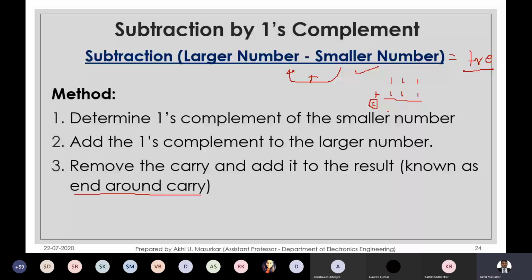So again, I am repeating. Step number 1 is determine one's complement of the smaller number. Add one's complement to the larger number. And if there is a carry, just add it back to the result. This procedure is called end around carry.